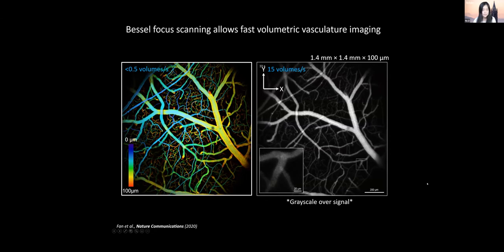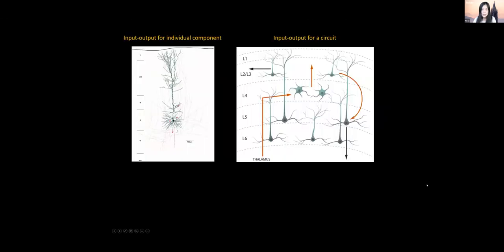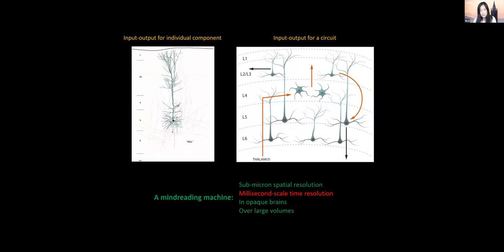So in the last 5 minutes, I just want to discuss something that we are very excited about. When I was talking about this mind reading machine, we were able to achieve submicron spatial resolution with the help of adaptive optics. And two-photon and three-photon allow us to do this in opaque brains. And with the basal beam, we can image over a very large volume, but what we hadn't been able to achieve is this millisecond scale time resolution, which will require us to do two-photon fluorescence microscopy at a kilohertz frame rate.